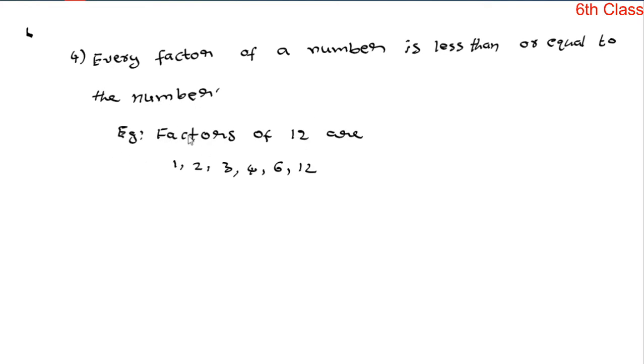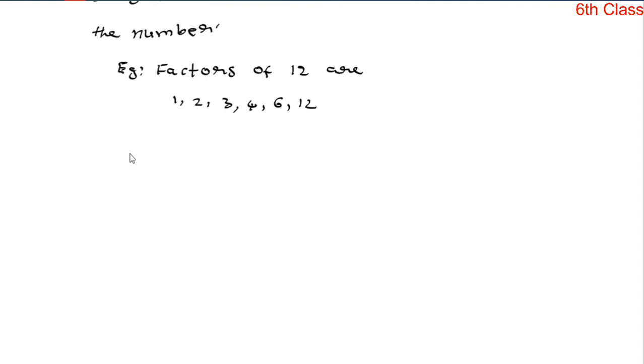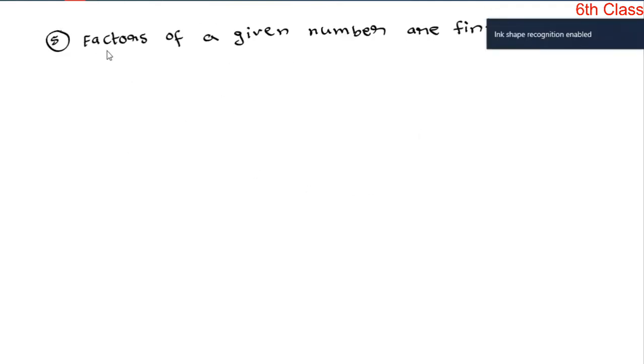We observe this in the example: every factor of a given number is less than or equal to that number. Now you try other examples. Next property, fifth property: factors of a given number are finite. Here finite means the given number has a countable number of factors. For example, write the factors of 12.